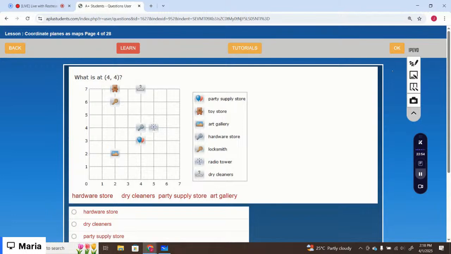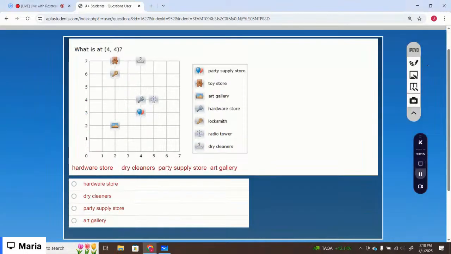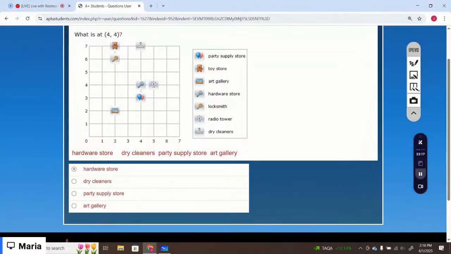What is that for? Here is 4 and here is 4. So that is at hardware store. The correct option is hardware store it is. Option number one is the correct option, hardware store it is.